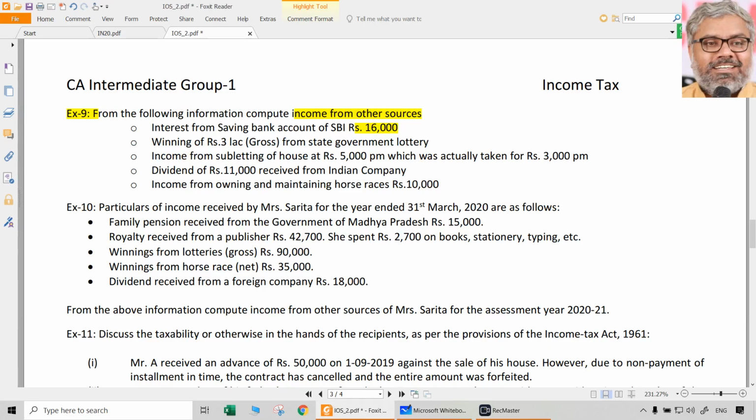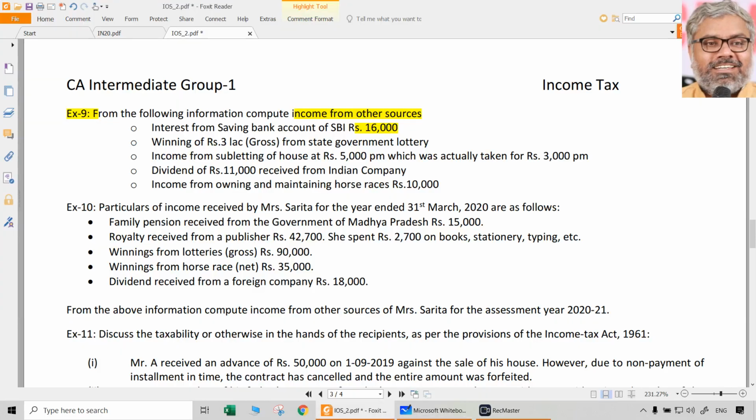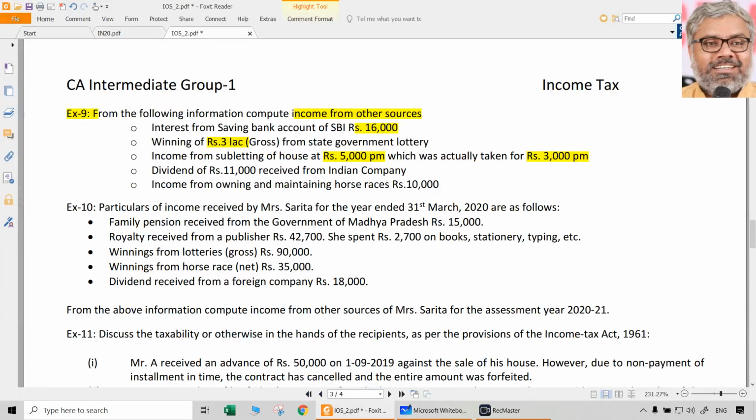Next. Winnings of 3 lakhs rupees gross from the state government lottery. Gross is already given, so 3 lakhs rupees is definitely taxable as casual income. That is also income from other sources. It is taxable. Income from subletting of the house, 5,000 rupees per month, which was taken actually for 3,000 rupees per month. It means 5,000 rupees is income, 3,000 rupees is rent paid. So effectively how much is the net benefit? That is 2,000 rupees per month. That means 24,000 rupees will be taxable under income from other sources. Subletting is taxable under income from other sources.